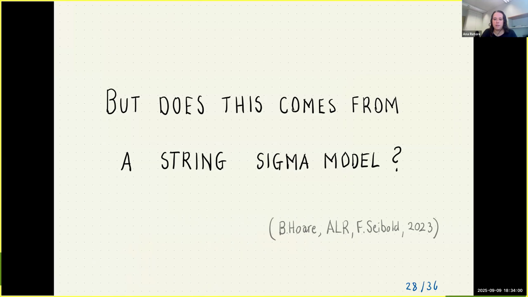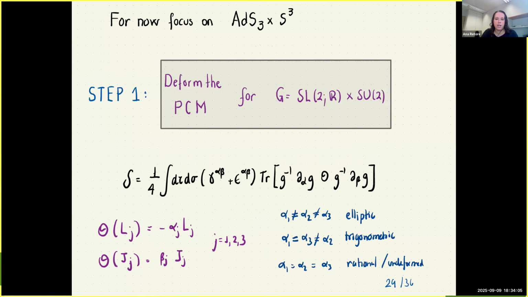So we started investigating this question with Fiona Seibel and Ben Hoare in 2023. And what we tried was basically the easiest way, basically the only way we know, which is to deform the PCM. The group you need to use is SL2R times SU2. And what you do is you take this action, and for the undeformed case this will be basically 1, like an identity in the middle. But if you want to deform it, you put an object in the middle.